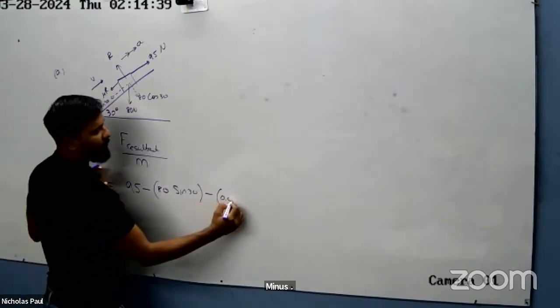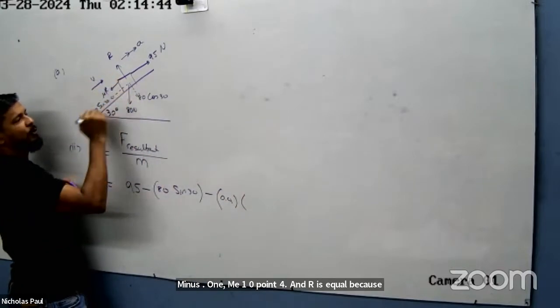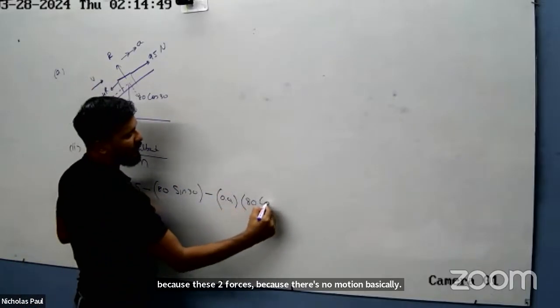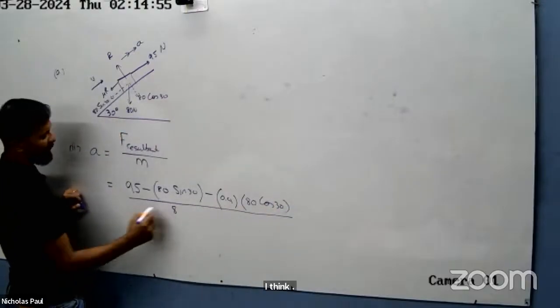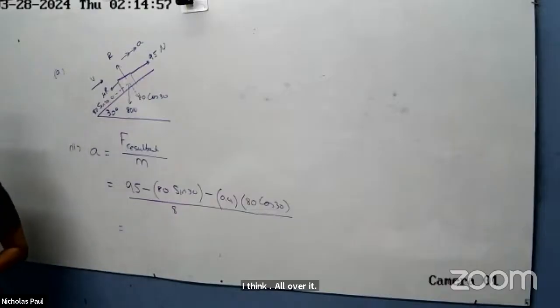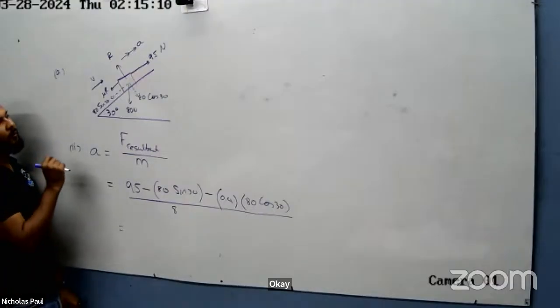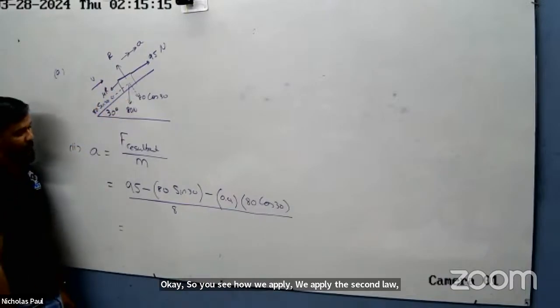Mu was 0.4, and R is equal because these two forces are equal, since there's no motion vertically. R is equal to 80 cos 30 all over 8. Right? On a Casio, write the exact value. The solution will always have exact values. You see how we apply Newton's second law, we apply equilibrium, we apply a few things and resolve it.